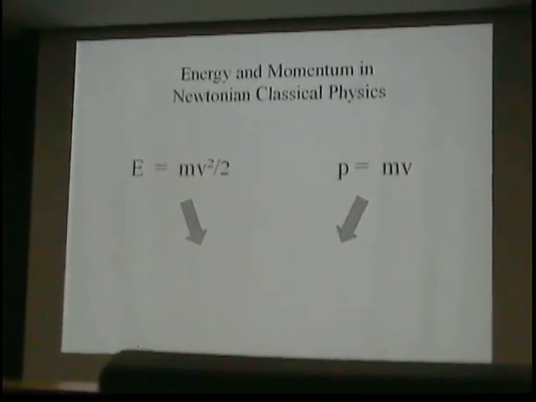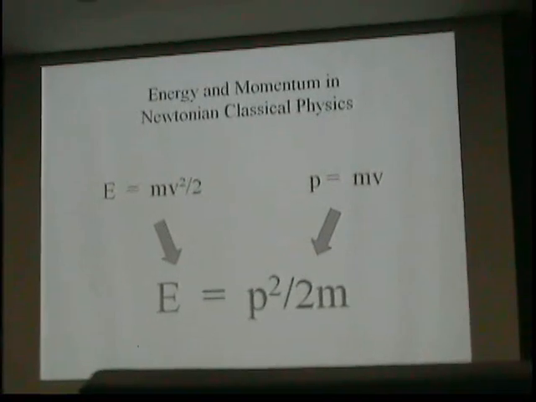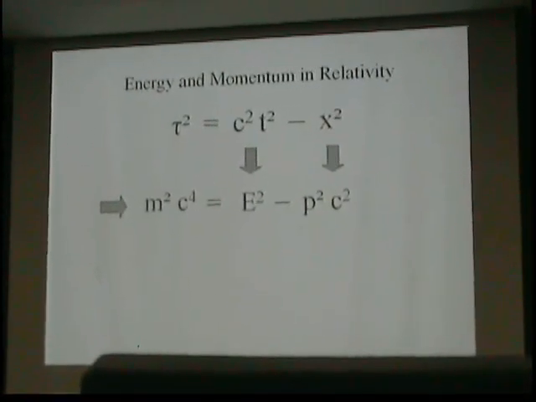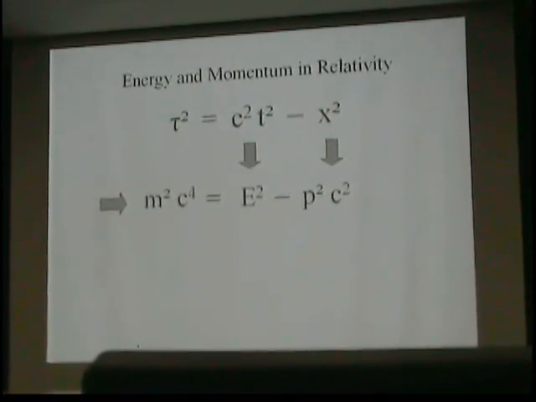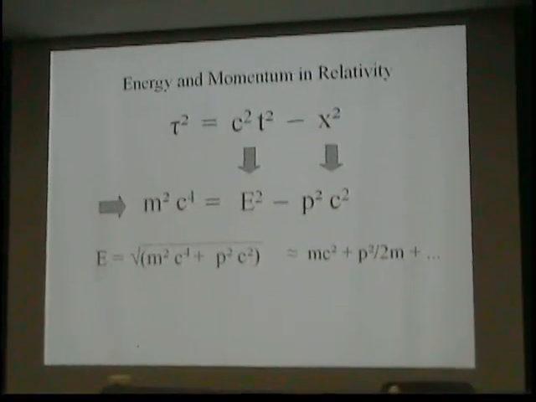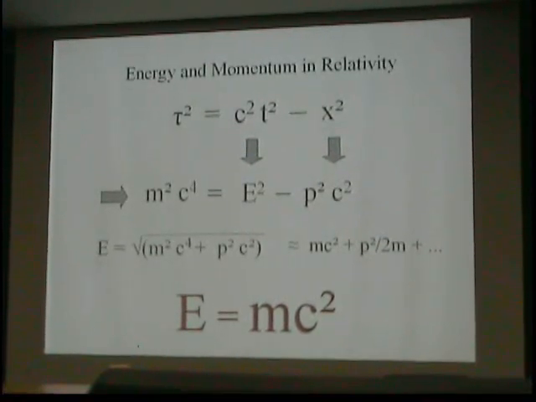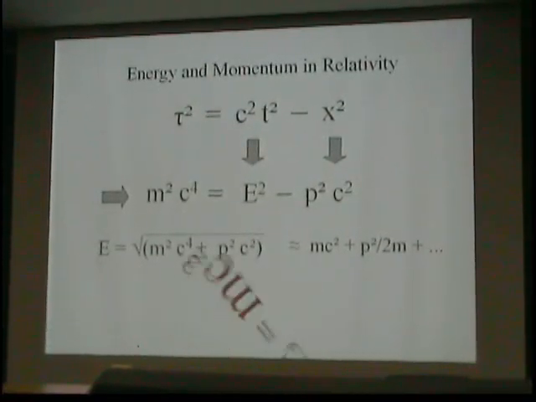The relationships between energy and momentum are modified. This is the Newtonian formula, and Einstein gets a new formula. And he has to take the square root of E squared to get the energy. And that gives him E equals mc squared. But you can get two signs.